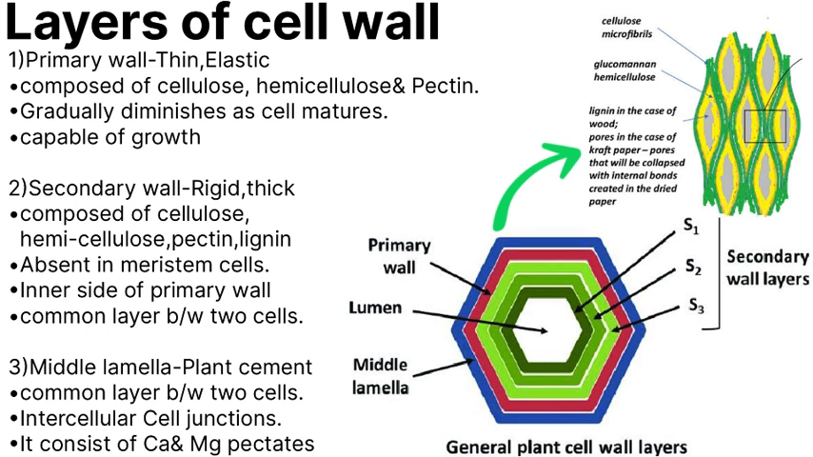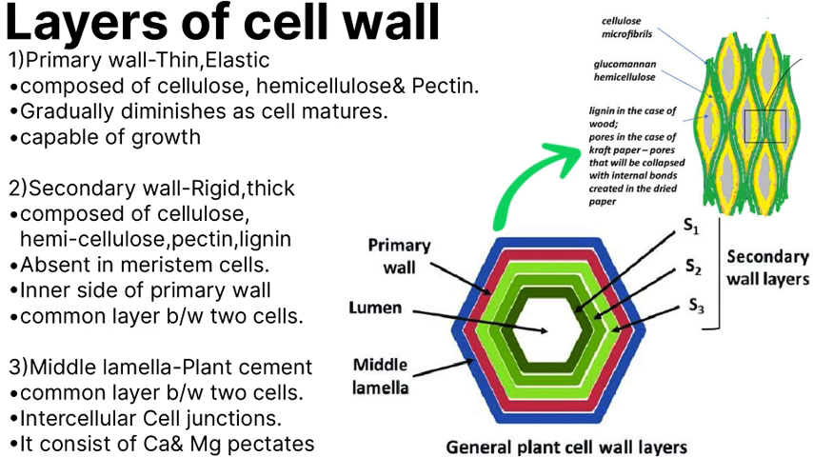Then we have the middle lamella as the outermost common layer between two adjacent plant cells, composed of pectin, the sticky substance pectin. It consists of calcium and magnesium pectates within it, a gel-like cement. That is why it is also called plant cement. So when it binds with these calcium and magnesium ions, it creates a sticky, glue-like structure to hold all the cells together. Remember, these calcium pectates are always more in number.